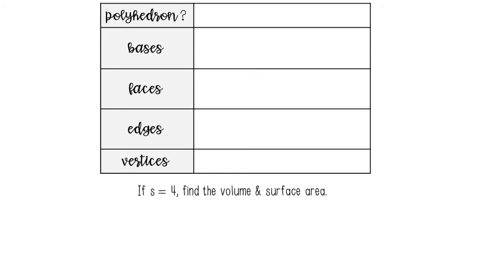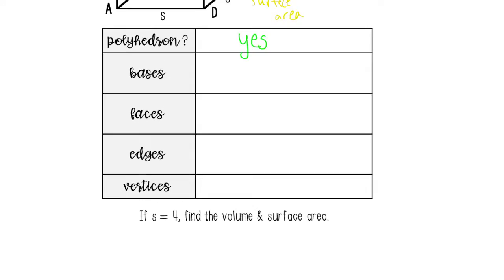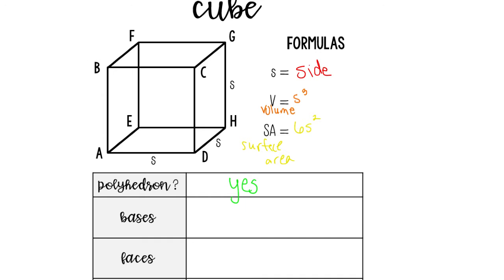Let's look at some facts here. Is it a polyhedron? Yes. Why is that? Because a polyhedron is a solid with all flat surfaces that enclose a single region of space. So the cube that we have here, all of these sides are enclosed. There's no openings, so yes, it's a polyhedron.